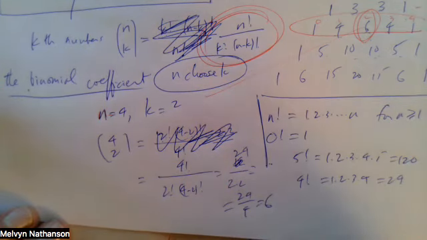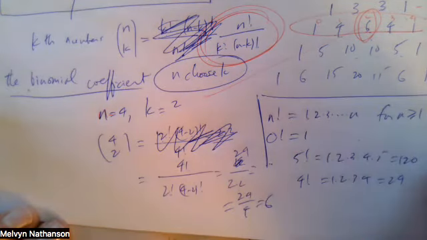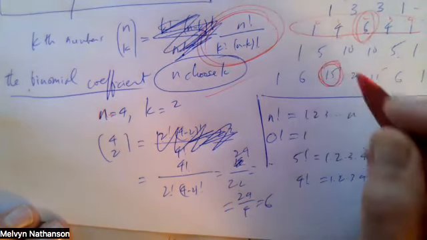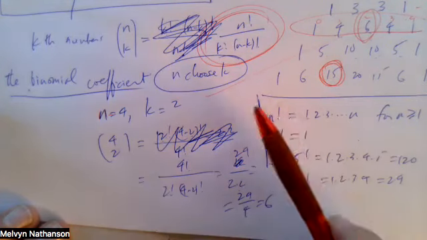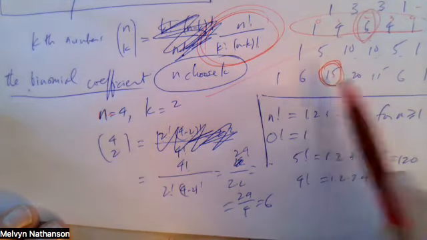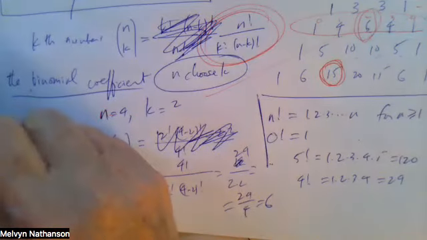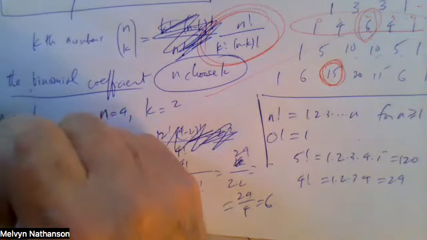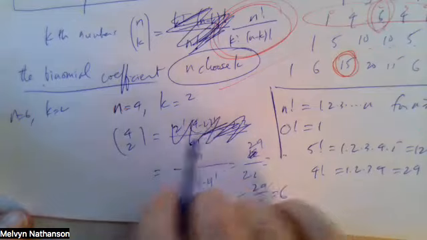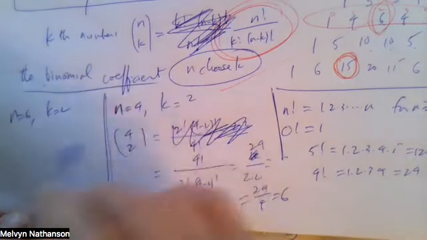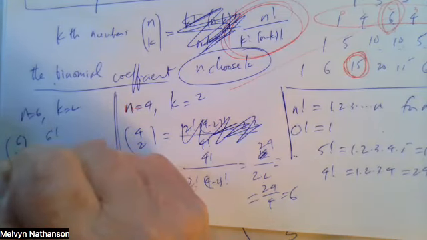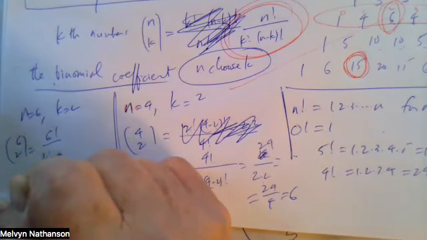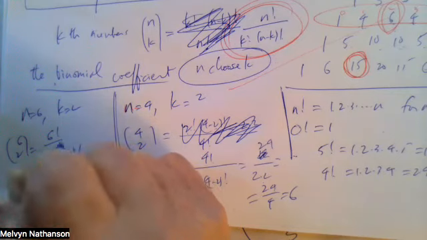Let's do another one to see if I can do it correctly this time. Let's take this coefficient. So this is row 6, k equals 0, 1, 2. So if n is equal to 6 and k is equal to 2, 6 choose 2 is 6 factorial over 2 factorial times 6 minus 2 factorial.